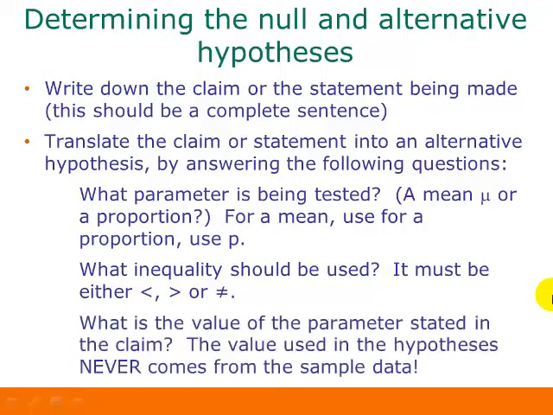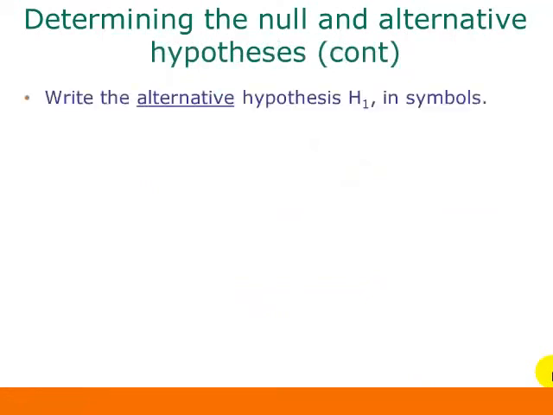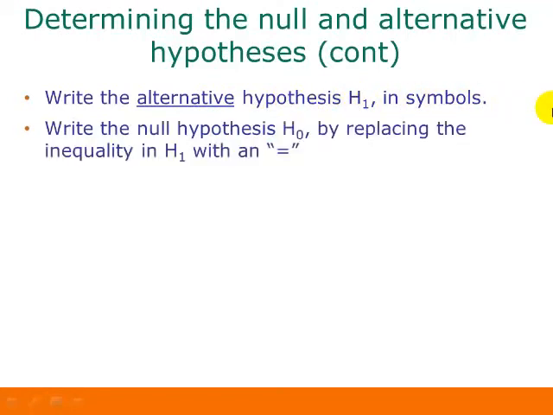And finally, what's the value of the parameter stated in the claim? The value used in our hypotheses never comes from the sample data. It always comes from the claim. Once we've answered those three questions, then we can translate the answers to those into our alternative hypothesis, H1, in symbols. Once we have the alternative hypothesis, then we can write the null hypothesis just by replacing the inequality in our alternative hypothesis with an equal sign.